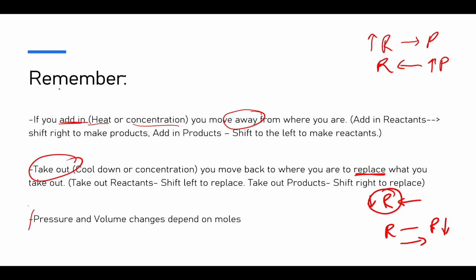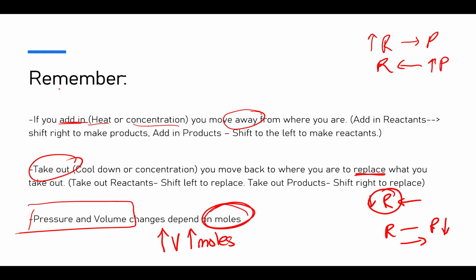And then the last one, pressure and volume changes, that all depends on moles. So what I tell my students is I remember that if I increase my volume, I move to the side with more moles. So with this type of equation, you need that balanced chemical equation, which you would need anyways. And then you see which side has more moles. And then if you're increasing your volume, you would shift to that side. The opposite to that, if you decreased your volume, you would shift to the side with less moles. And if there were the same amount of moles on each side, there is no shifting.